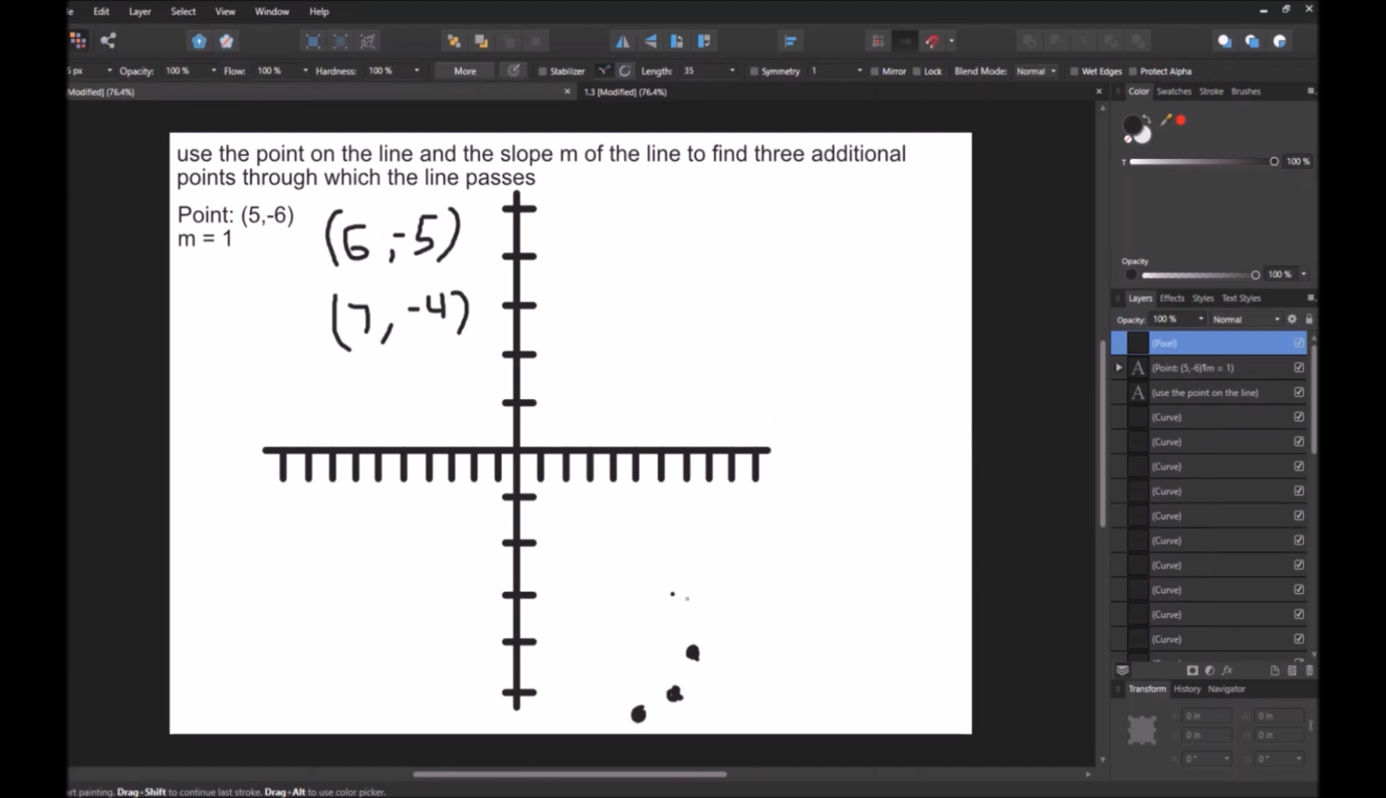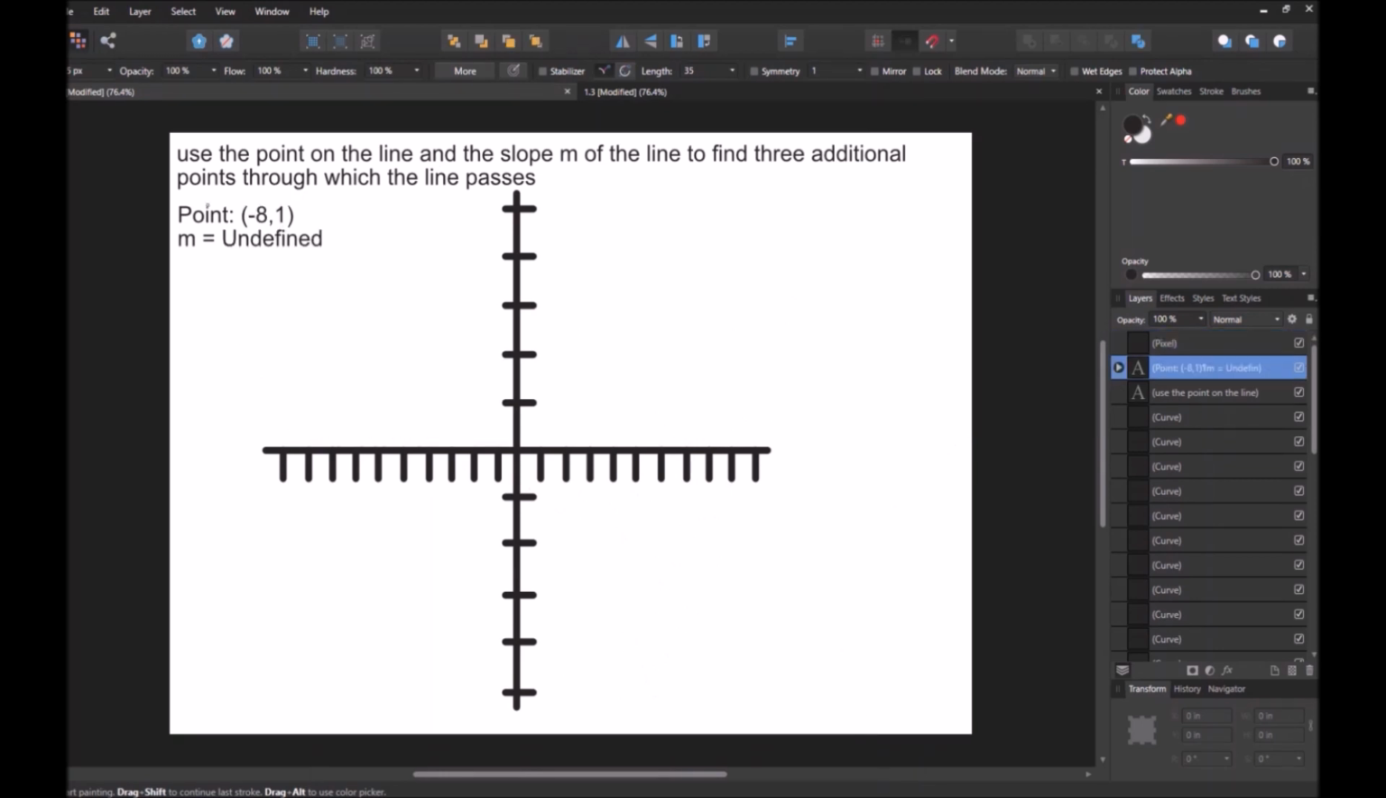And we can do the same thing again. It's the same pattern. We're going up 1 over 1. And we get 8 comma negative 3. And this line doesn't look straight at all, but just imagine it is, and these are part of the solution set.